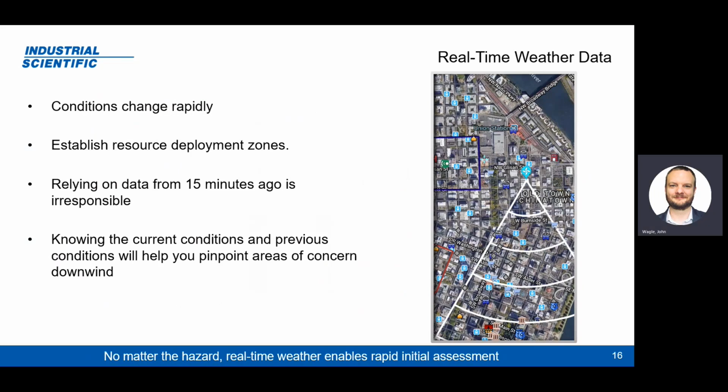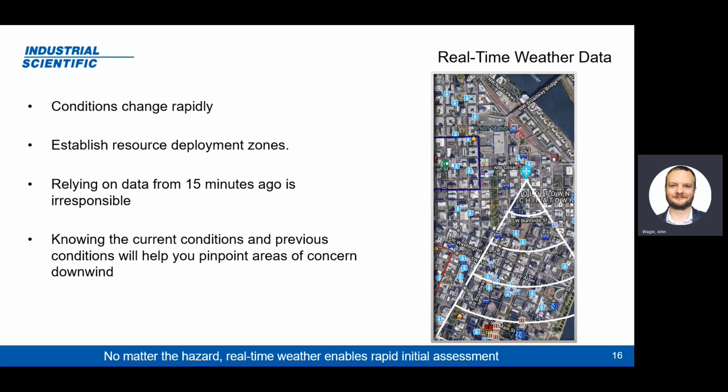Real-time weather data is another critical concern for a chemical emergency toolkit. During a chemical spill, conditions can and will change rapidly, and what we need to do is establish resource deployment zones as soon as possible. Relying on data from 15 minutes ago or a windsock that's sitting outside the window is simply irresponsible. We really do need the absolute best possible real-time weather data as it comes in.